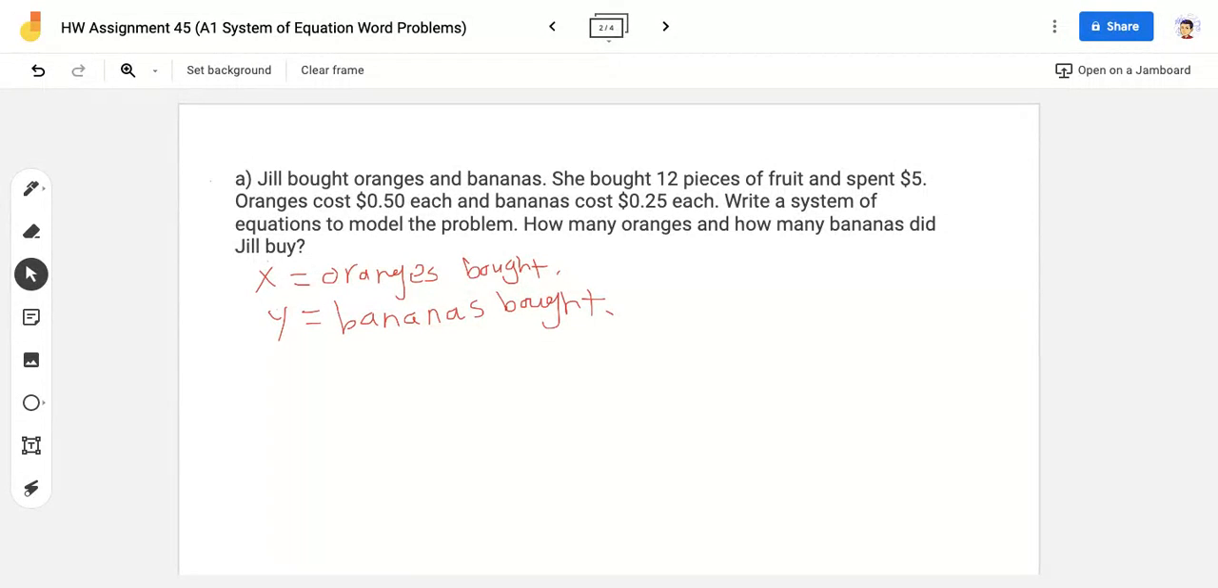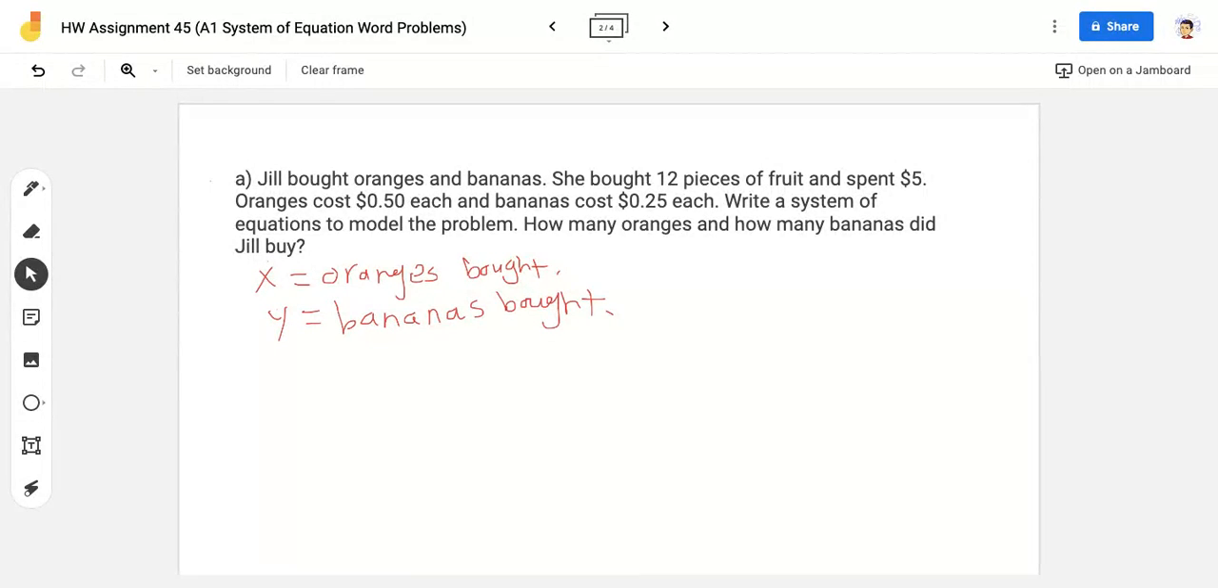All right, so here's what we need to do. For this type of system, you're going to have to interpret the differences between the types of information we're given. We need to determine two things. One equation is going to be how much fruit was bought, and the other equation is going to be how much money was spent. The first equation is the fruit that was bought, and the second is the money that was spent.